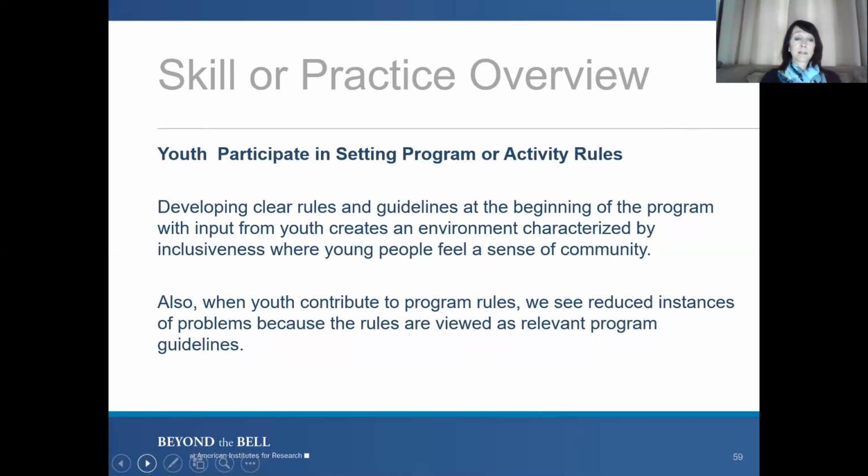Why is this practice important? Why is it helpful? Why does it support staff and ultimately the youth that we're serving? Developing clear rules and guidelines at the beginning of the program with input from youth creates an environment characterized by inclusiveness where young people feel a sense of community. Also, when youth contribute to program rules, we see reduced instances of problems because the rules are viewed as relevant program guidelines in large part because the youth were co-authors of those rules or guidelines.